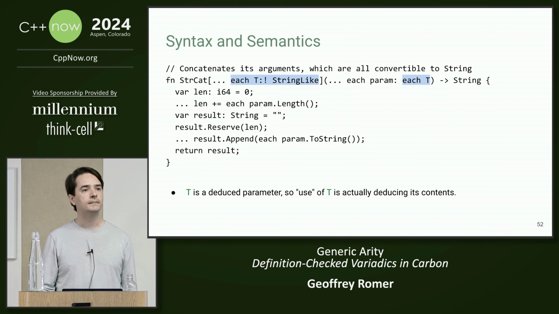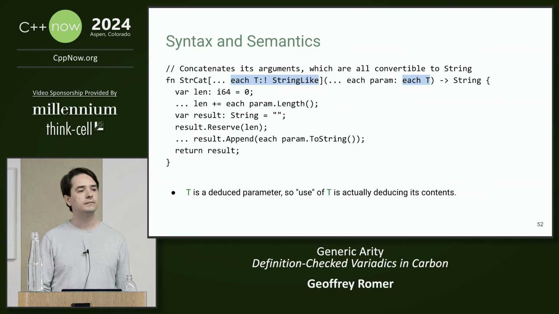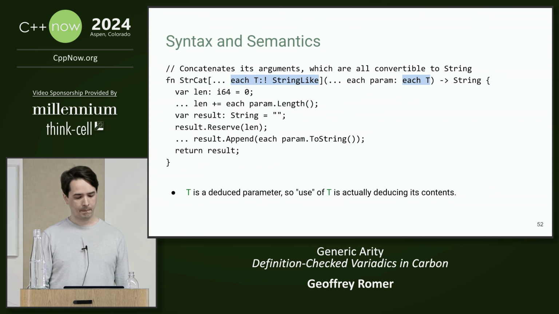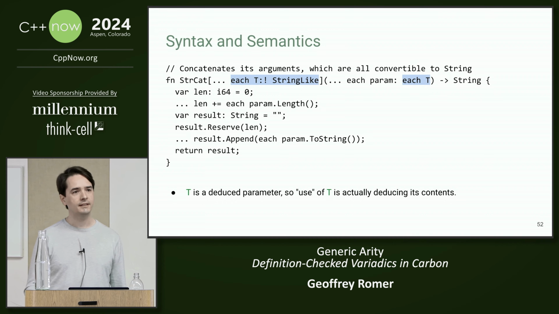Question? I assume that this would need pack indexing, but there's no way to say pick the first t and have that be the return type instead of a fixed string. That's correct. You'd need pack indexing.